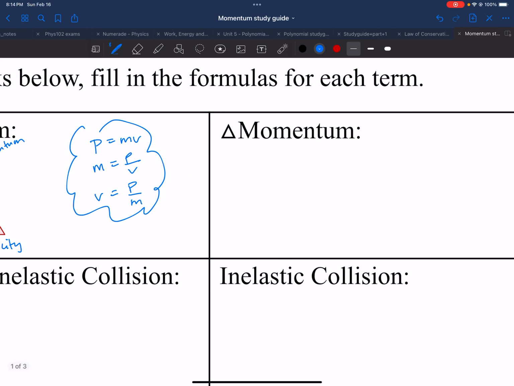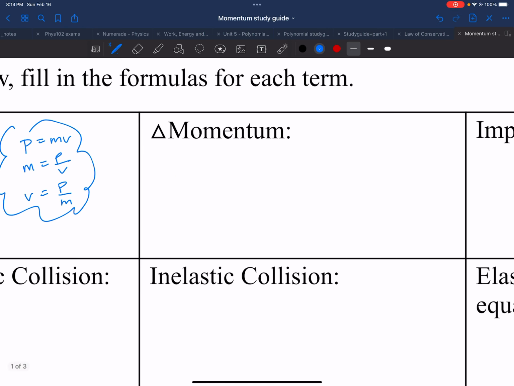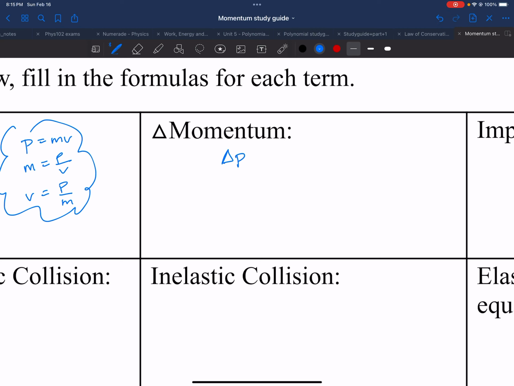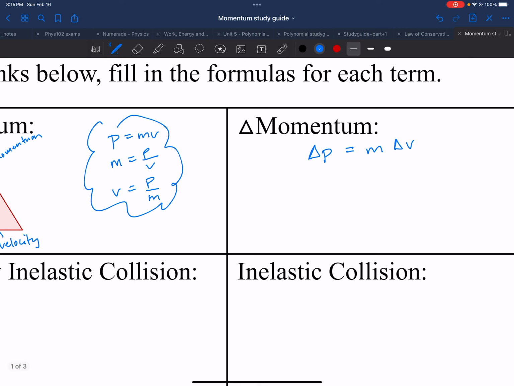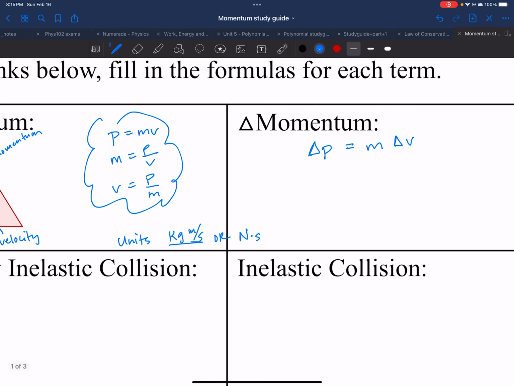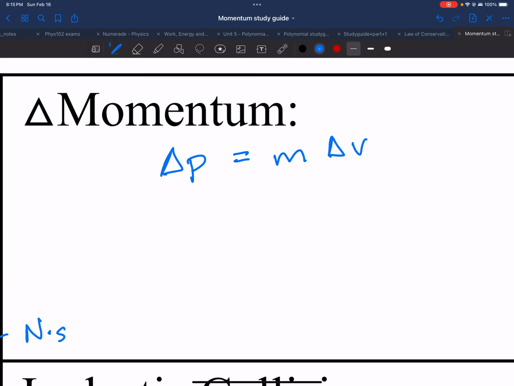All right, let's look at the next one. The next one is change in momentum. I'm just going to go over the equation. So it's delta P is equal to M delta V, because it's your velocity that's changing. Let's put units here. It's kilogram meter per second or Newton seconds. We can use either one. Typically, kilogram meter per second is our typical. All right, so delta P equals M delta V.